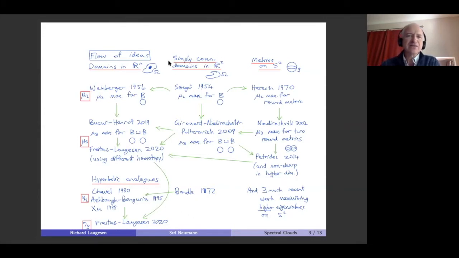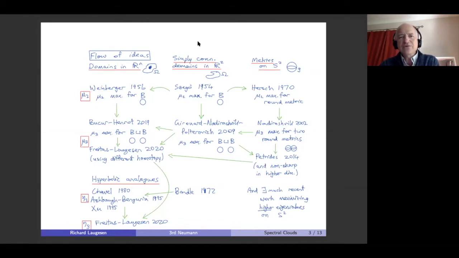And the middle actually is where things started, with simply connected domains in R2. And this was Szego in 1954, when he proved that the second eigenvalue for simply connected domains in the plane is maximal for the disk. And he was using conformal mapping techniques there, introducing the trial functions on the disk, carrying them across to omega by the conformal mapping, and so on.